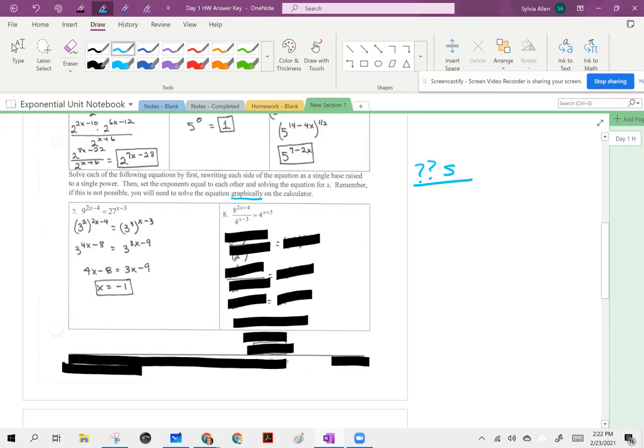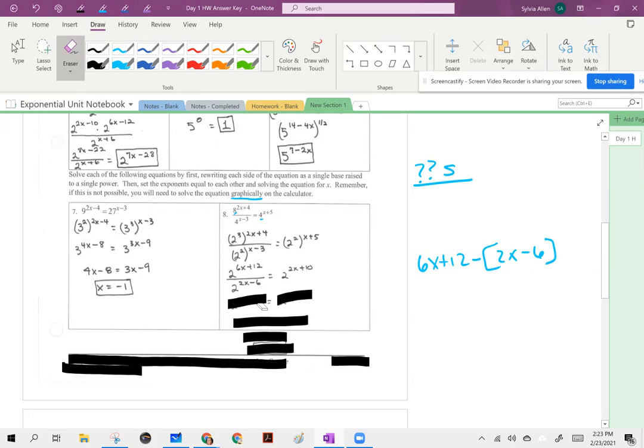All right, number 8, it looks like we're going to have to take things down to a base of 2. So during that process, all I'm doing is rewriting things, simplifying. Remember, when we're dividing, we have to subtract. So 6x plus 12 minus 2x minus 6, distribute. Now you've got one expression equal to another with the same base. Set those exponents equal to each other and solve.